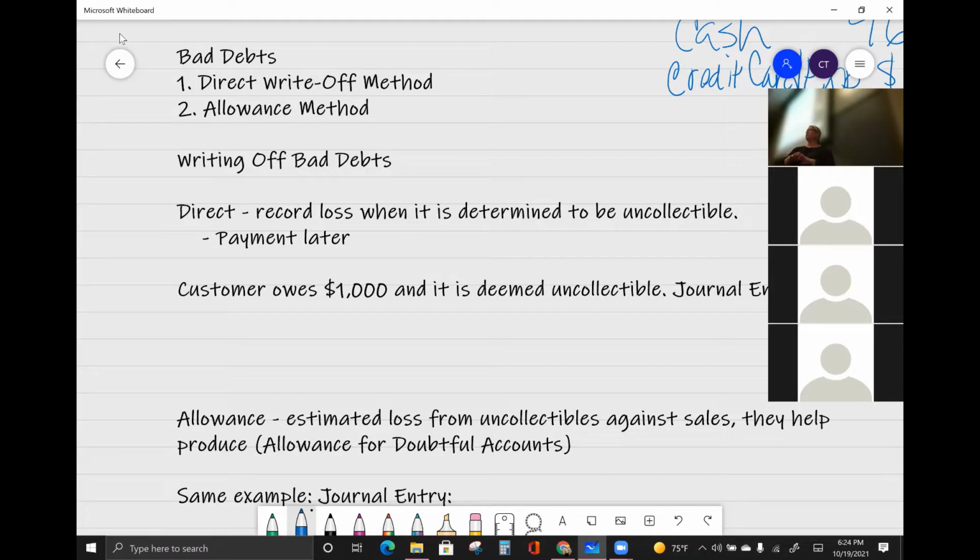I'm not going to expense it during the year. I'm going to expense one time, go to my allowance account with it. And the allowance account is what I'm going to use when I determine that something's not collectible. So let's look at those real quick.